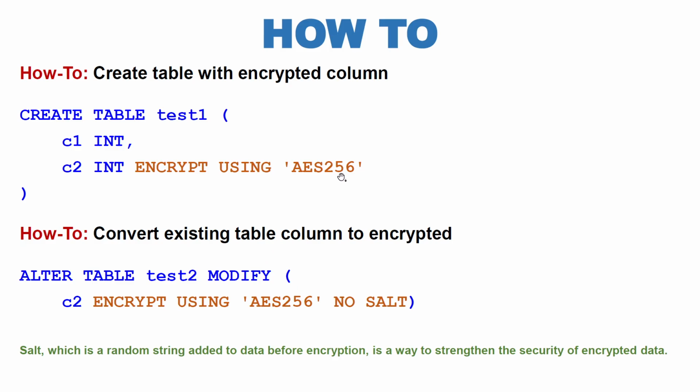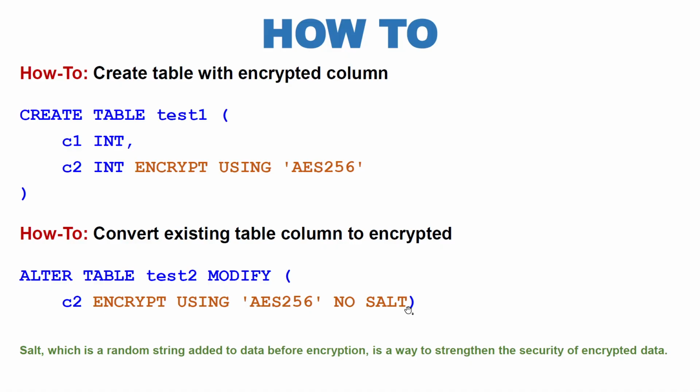Now, here there is a small difference. You can see that I have not specified here salt or no salt, but here I have specified no salt. Now, let me explain the difference. When you don't specify this particular parameter, the salt is default. So this particular column will use salt as default. If you don't want salt parameter, then you can use this no salt.